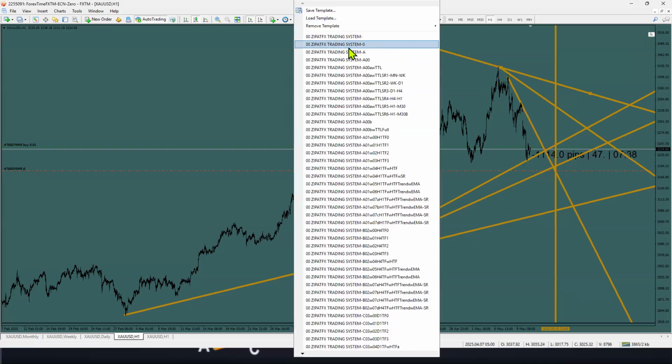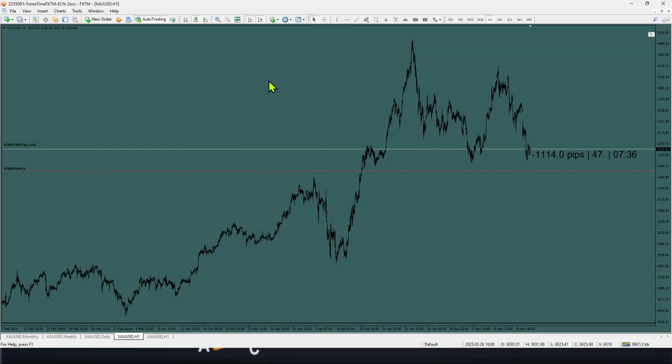So let me take out everything I've drawn. Now I've taken out everything I've drawn, right? When you are doing your analysis, you are analyzing for two possibilities, whether the market is going to sell or the market is going to buy. That's what you're analyzing for. But now, look at this carefully. Look at this place.